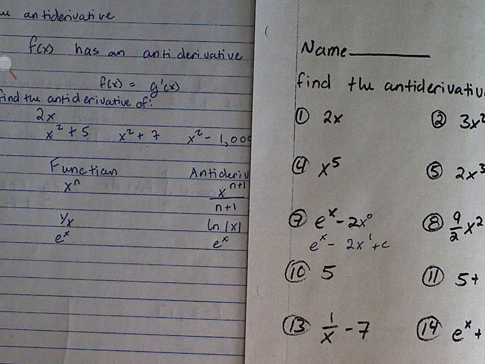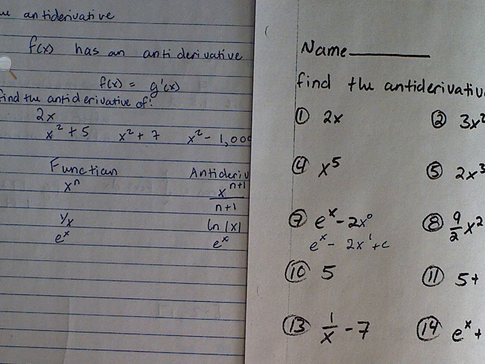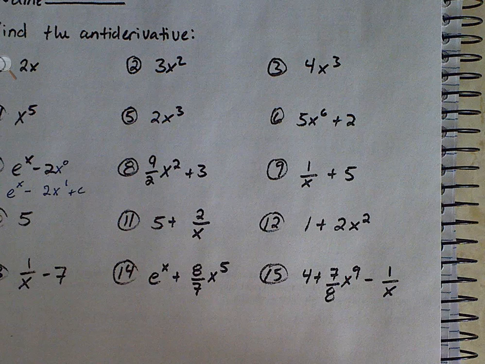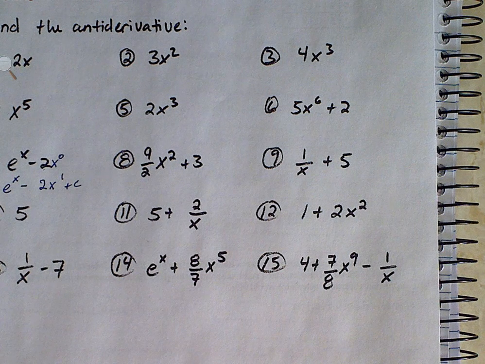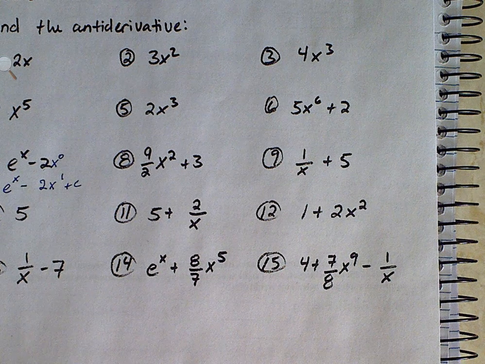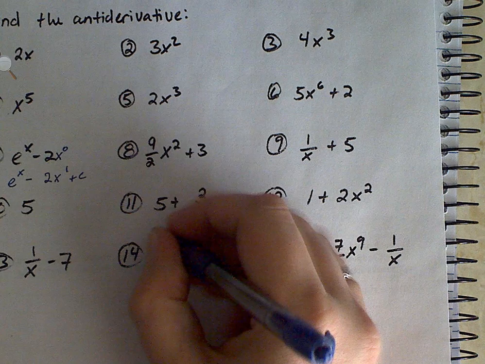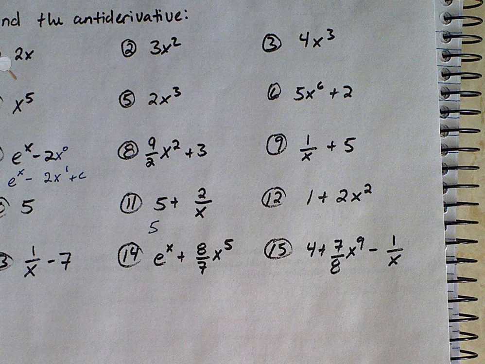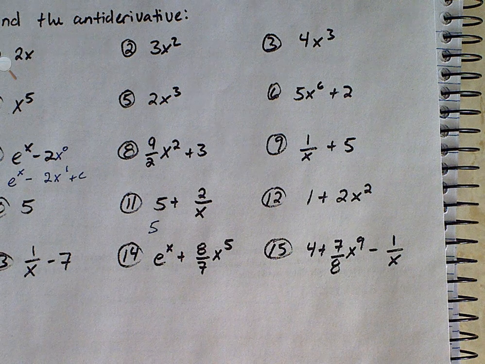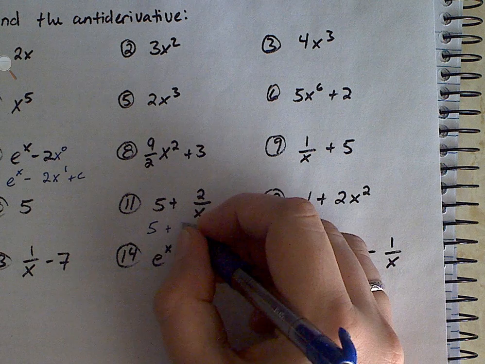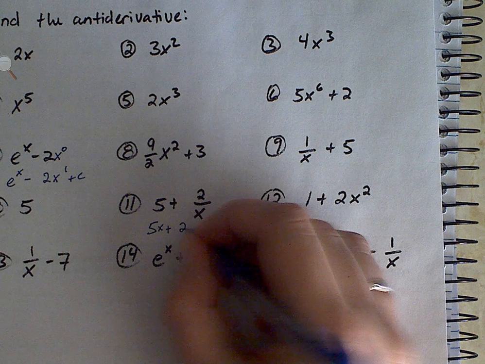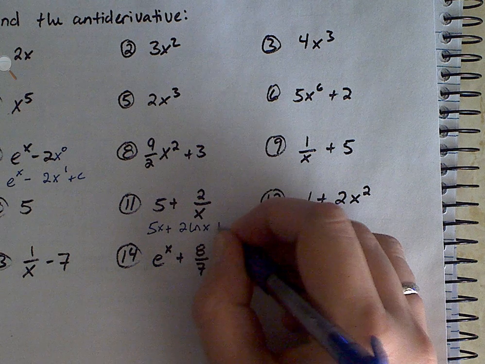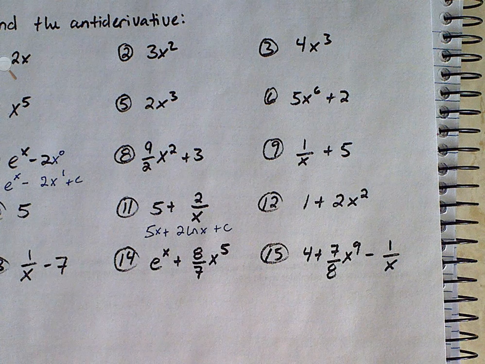So what about 11? Sure, let's just jump around everywhere. So, number 11. Based on what happened to the 2, what do you think is going to happen to the 5? It's going to be 5x. So, 5x. Now, let's talk about that 2 over x. This is where we panic and start crying, right? No, so, I'm going to pretend that this is 2. Is it natural log? 2x. Yeah. So, it's 2 times the natural log of x plus c. All right.